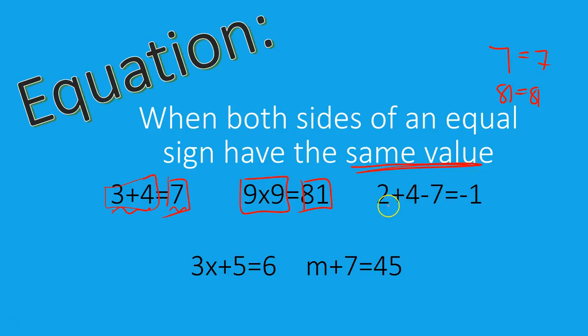If I do 2 plus 4, that's 6, minus 7 equals -1. Again, they don't look the same, but they have the same value. Here, this is saying that 3 times some number plus 5 is the same as 6. We just don't know what that x equals. Here, this is saying some number plus 7 equals 45. And maybe some of you can use some mental math there to say, oh, the number's 38. So if I replace that with 38 plus 7, that is the same as 45. Again, they don't have to look the same. It's just about having the same value.